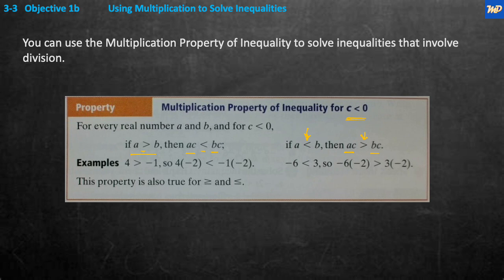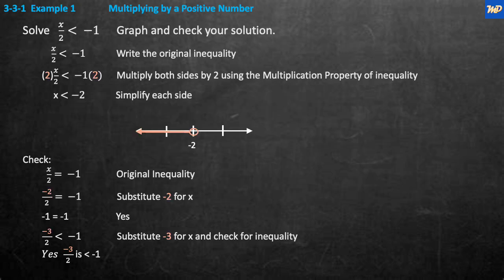Example here, 4 is greater than negative 1. So 4 times negative 2, which is negative 8, is less than negative 1 times negative 2, which is 2. That's true. Negative 6 is less than 3, so negative 6 times negative 2, which is 12, is greater than, see how it switched, now positive, greater than negative 6. And these are all true. This property is also true for greater than or equal to and less than or equal to.